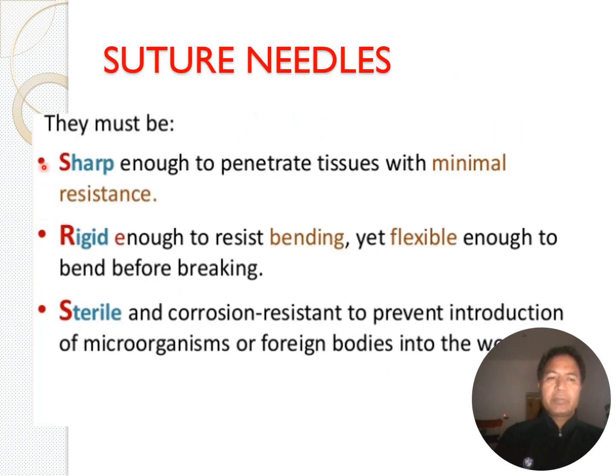Suture needles must be sharp enough to penetrate tissue with minimal resistance, rigid enough to resist bending, yet flexible enough to bend before breaking, sterile and corrosion resistant to prevent introduction of microorganisms or foreign bodies into the wound. So, SRS: sharp, rigid, sterile.